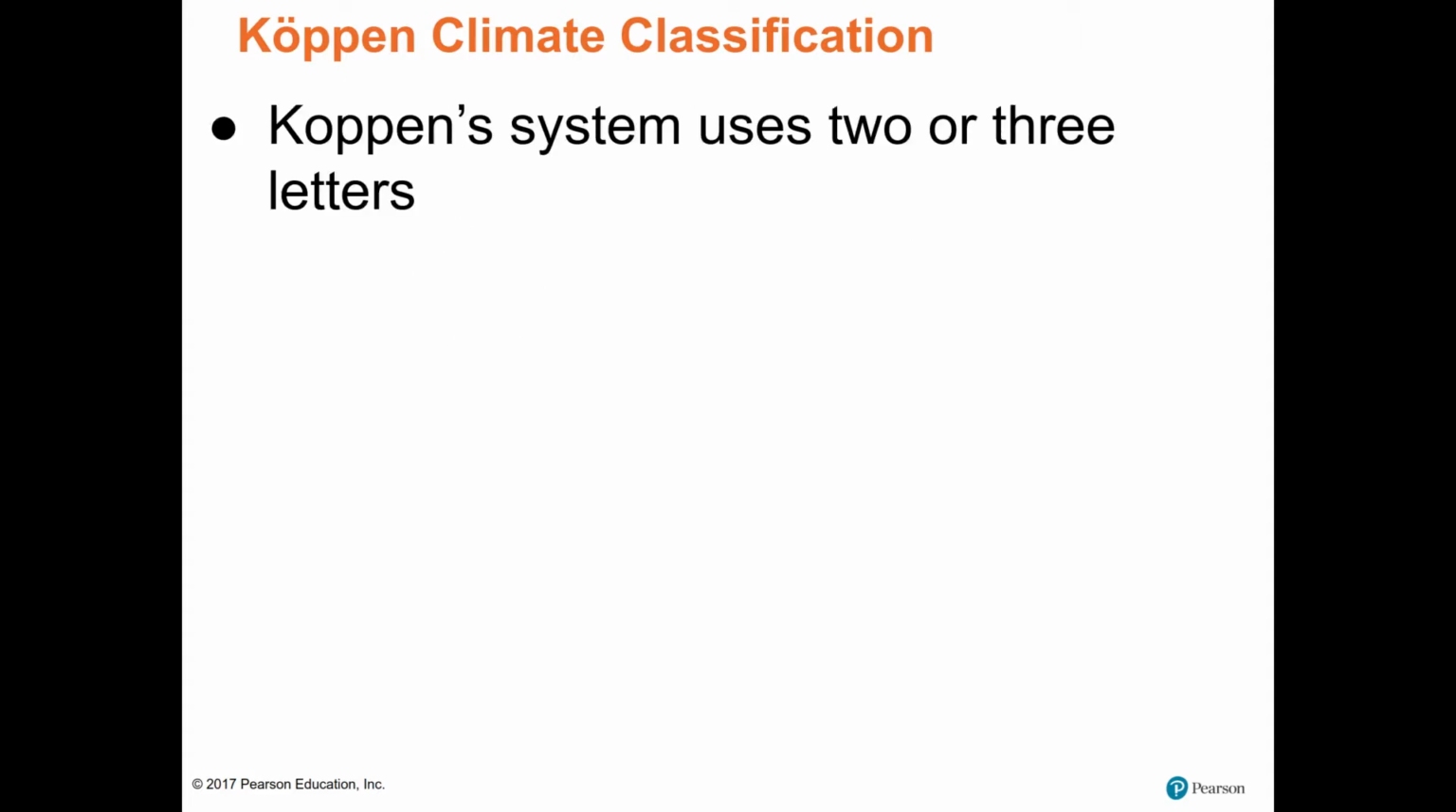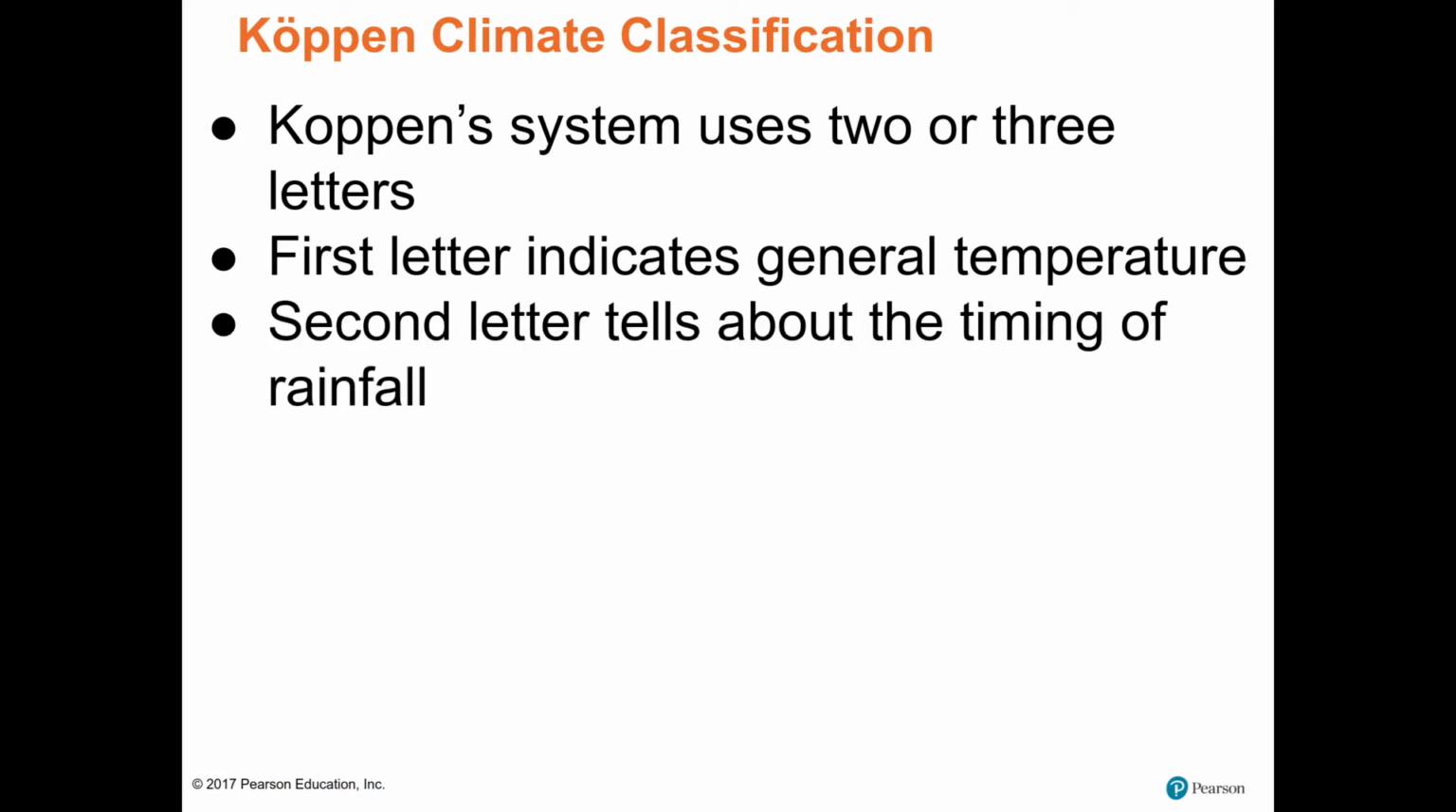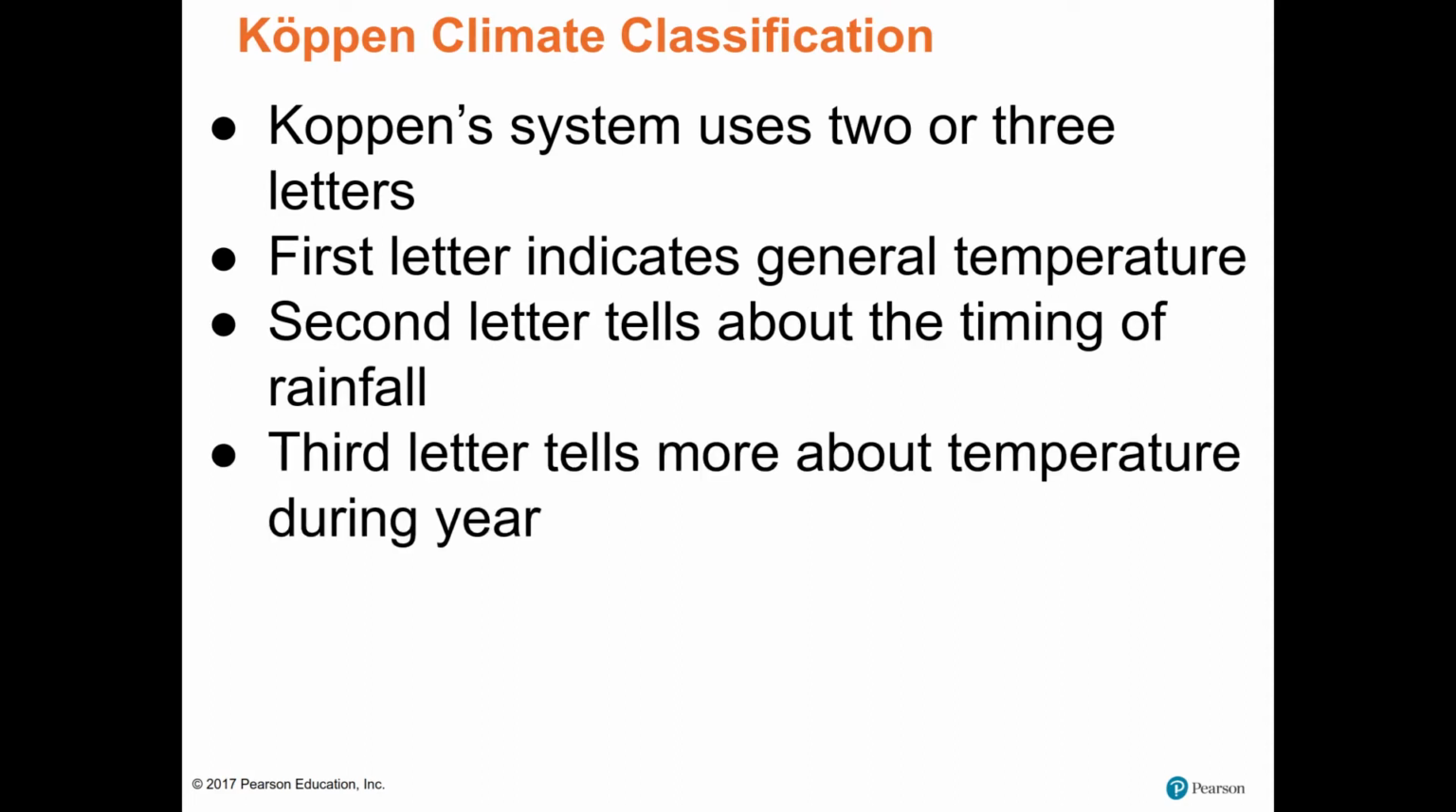So the Koppen system identifies climates using a system of 2 or 3 letters. The first letter tells you the general overall temperature of that climate. The second letter tells you about the timing of the rainfall. If there's a third letter, that tells you more detailed information about the temperature during the year. For example, is the summertime unusually hot or is the winter unusually cold?